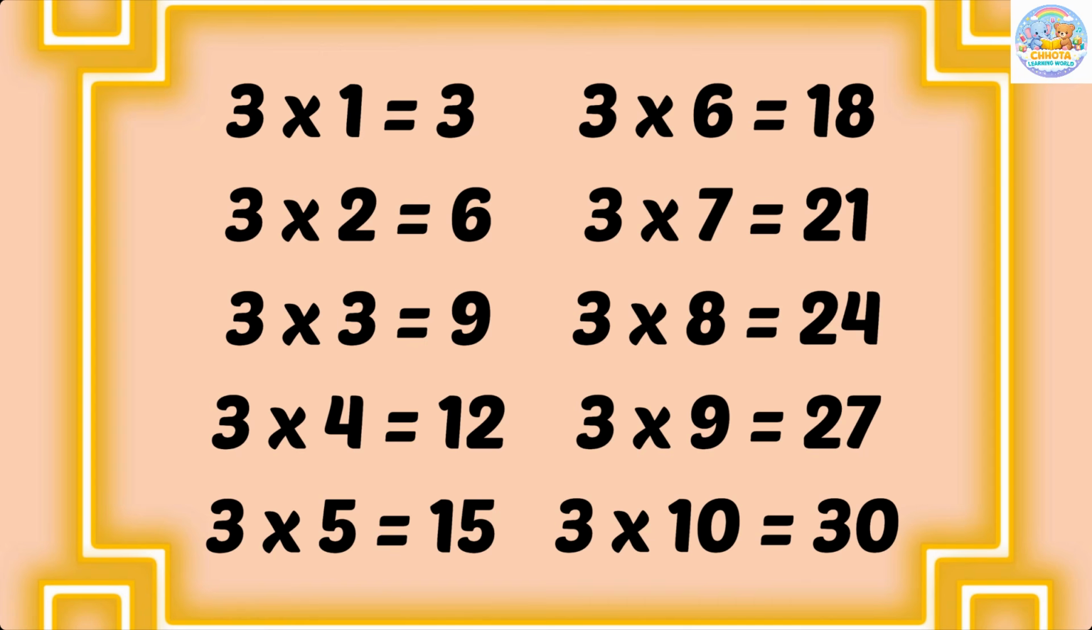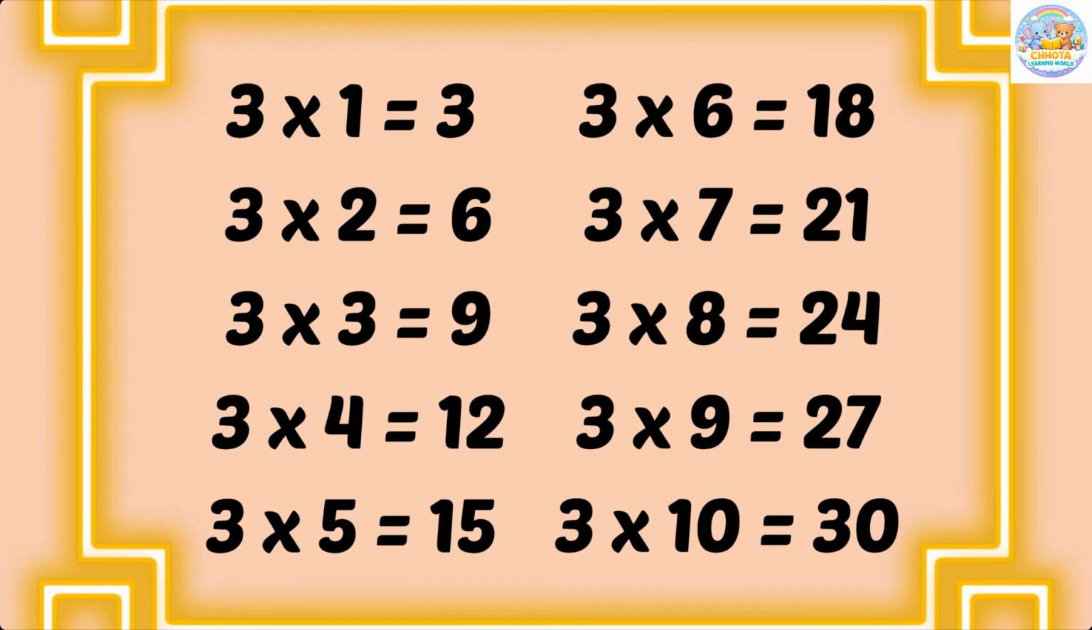3 ones are 3, 3 twos are 6, 3 threes are 9, 3 fours are 12, 3 fives are 15, 3 sixes are 18, 3 sevens are 21, 3 eights are 24, 3 nines are 27, 3 tens are 30. Let's repeat last time.